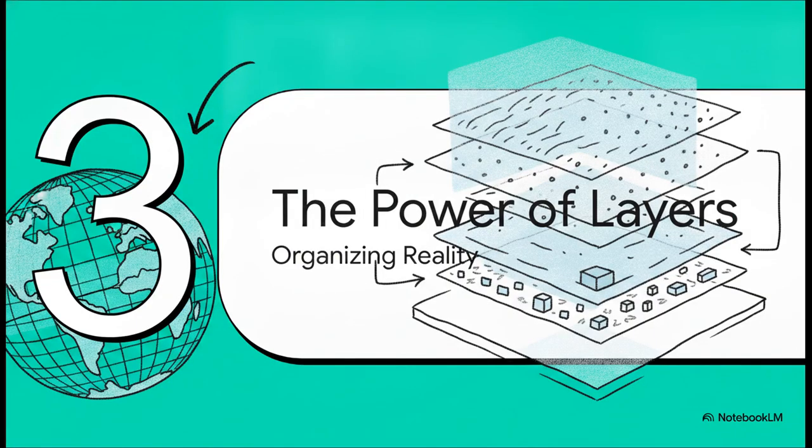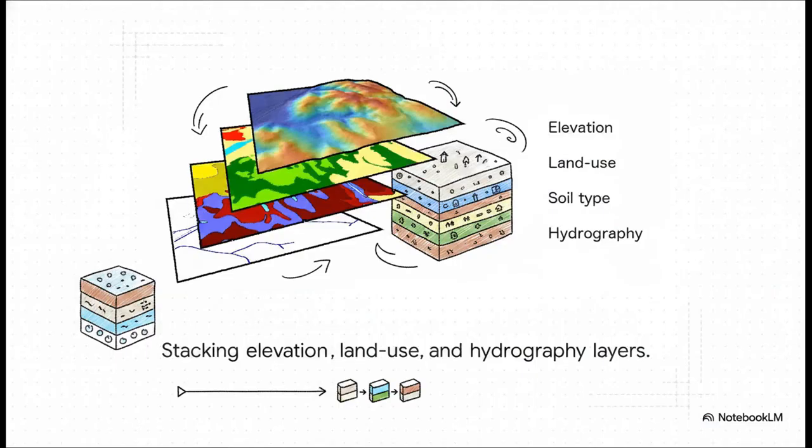All right, Section 3, the power of layers, organizing reality. So, how exactly do we organize all this flattened data without it becoming a total mess? Now, what's really interesting about this slide is the layer cake metaphor. In a traditional printed map, everything, the roads, rivers, city names, elevation, is just smashed together on one piece of paper. But GIS completely divorces the data from its visual representation.